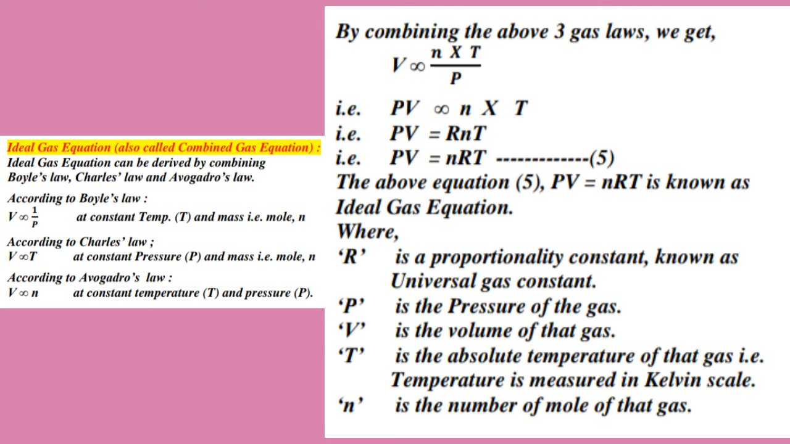The symbol P is the pressure of the gas, V is the volume of that gas, T is the temperature of that gas measured in Kelvin scale, that means absolute temperature. Absolute temperature means the temperature is in the Kelvin scale. Small letter n represents the number of moles of that gas. Now we have derived the ideal gas equation PV equal to nRT from Boyle's law, Charles law and Avogadro's law.